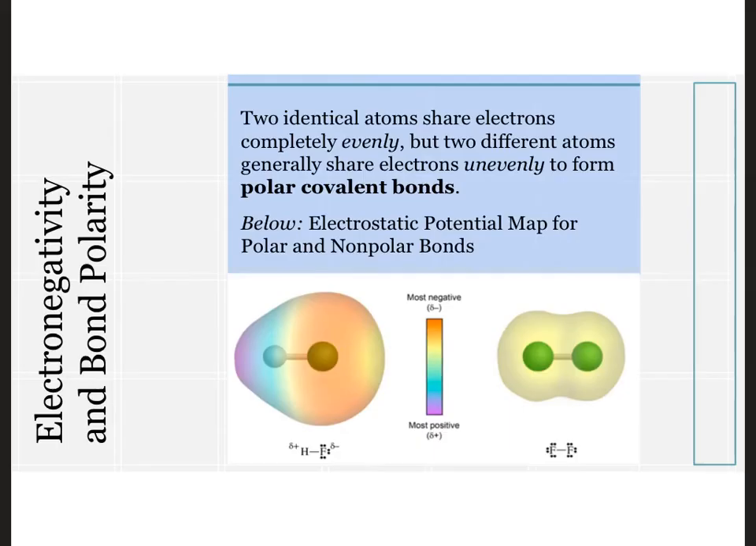Let's begin. When you have a diatomic molecule made up of the same two atoms, the electrons will be shared evenly, as in the fluorine molecule at the bottom right. We would classify the fluorine-fluorine bond as being nonpolar and purely covalent.